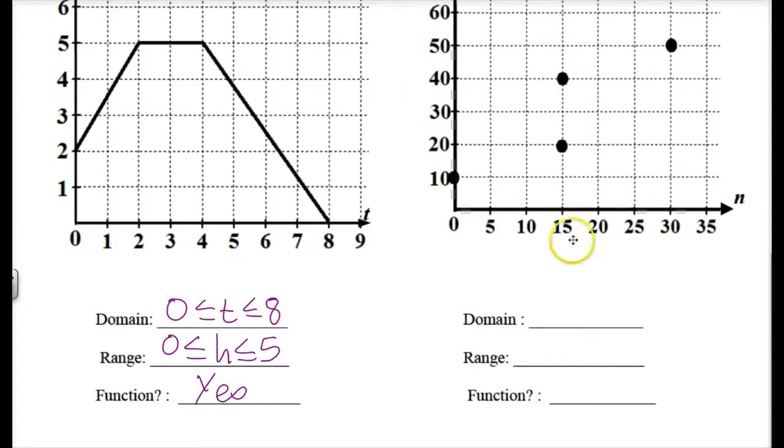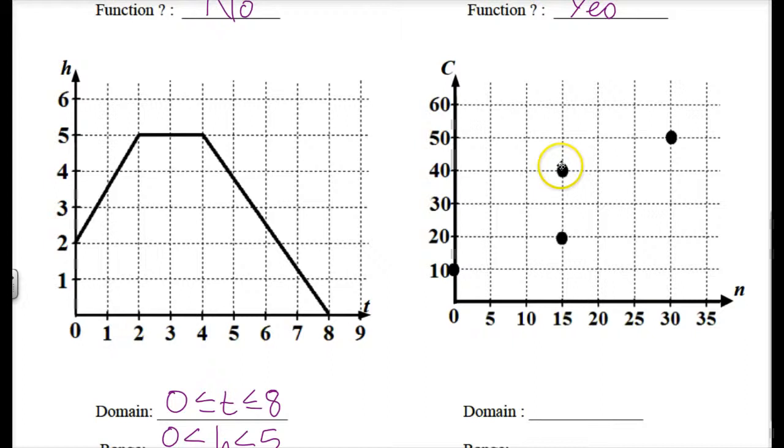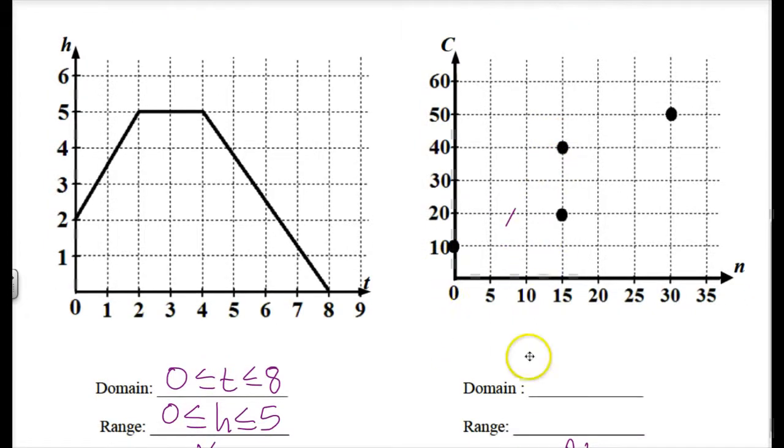This is not a function, since two values of the domain. And now, in this case, domain has three discrete values, 0, 15, and 30. So let's write it as a set: 0, 15, 30. And the range has 1, 2, 3, 4 values. And they are 10, 20, 40, and 50.